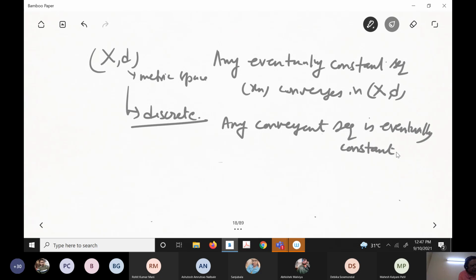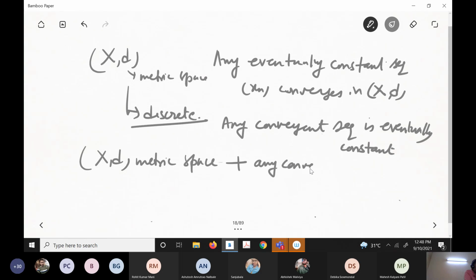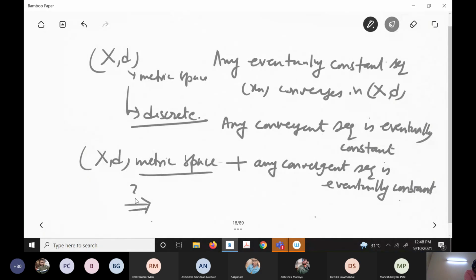I'm just giving an exercise. You think about it. If you can't do it, it's fine, but it's always good to think about it. Suppose you have a metric space with this property: any convergent sequence is eventually constant. Fine. Does it imply that d is the discrete metric?